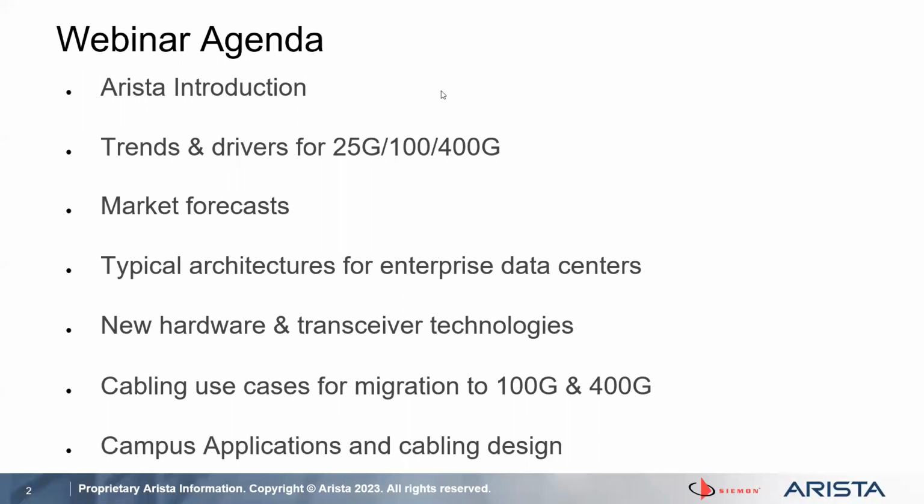This is the agenda that we put together for you. We'll briefly introduce what Arista Networks is all about. Then we're going to look at some of the trends that are driving the uplift from 25 gig to 100 gig to 400 gig. We're going to talk a little bit about market forecasts and look at where server connectivity is headed. Then we're going to look at the typical architecture for the enterprise data center and the new hardware and transceiver technologies that are enabling it.